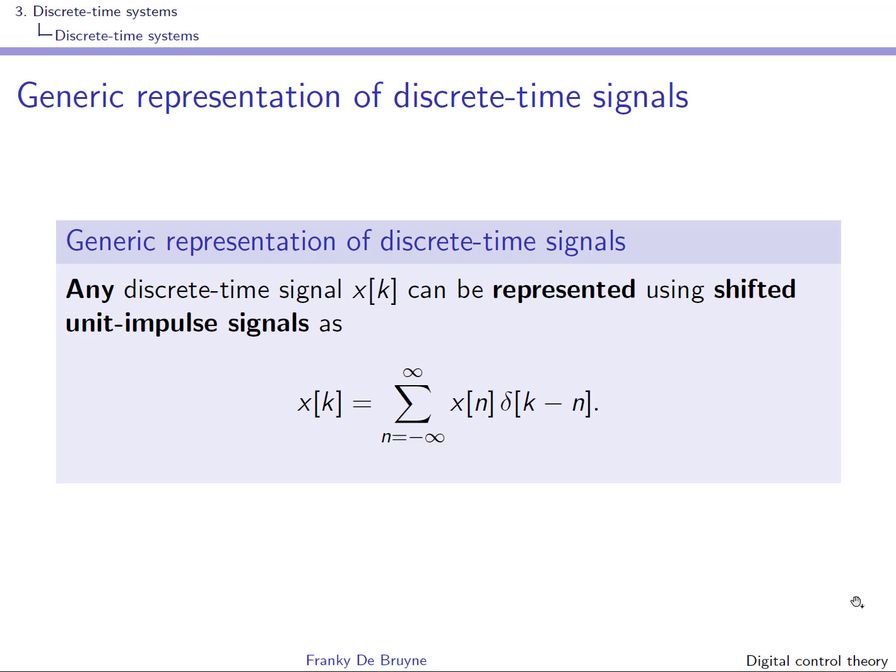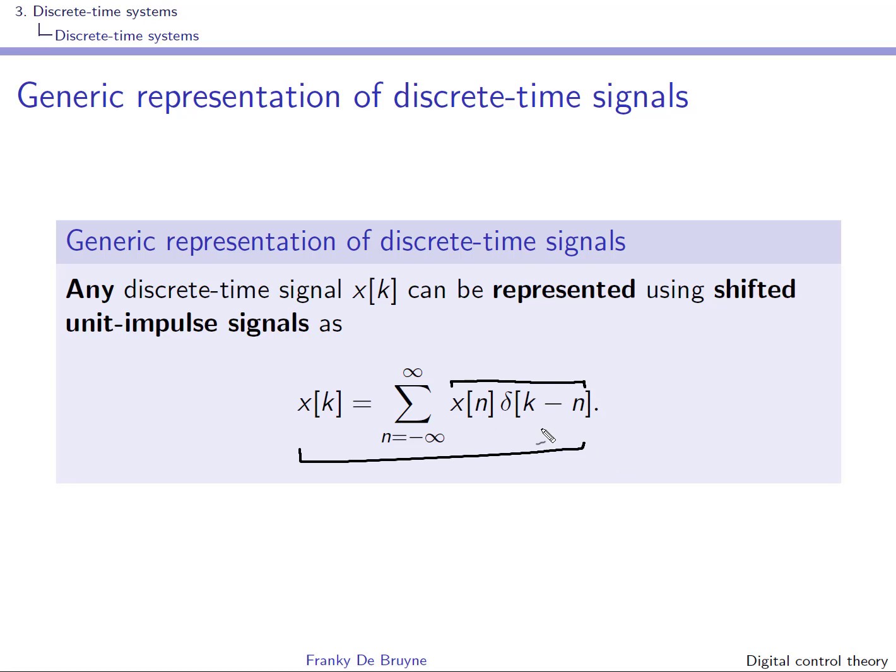In the discrete time domain, it's also possible to represent a signal using a generic representation. It will be represented as a sum of shifted impulse signals. We can show this mathematically by using a shifting property, and the shifting property therefore exists also in discrete time.